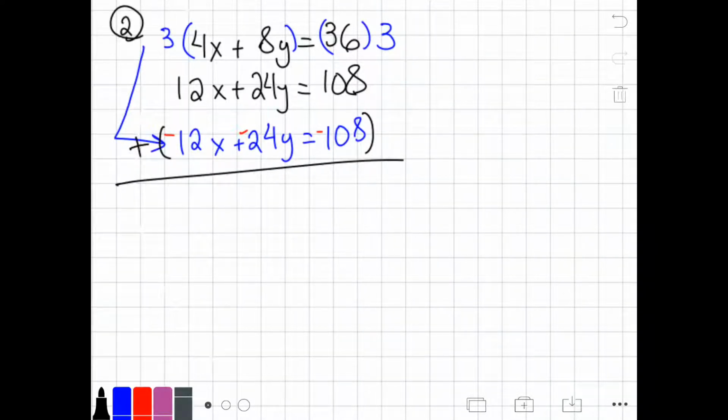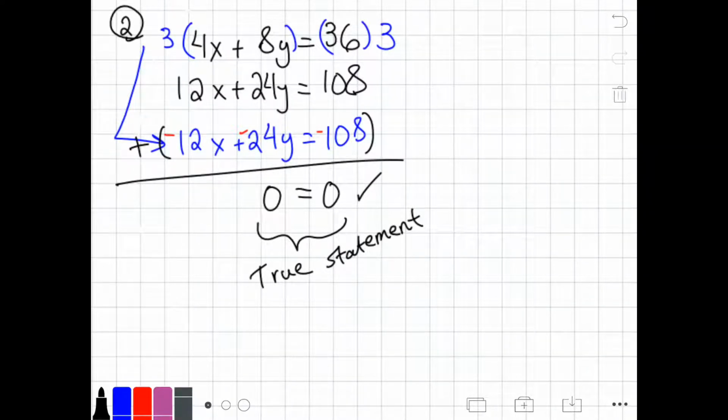Now I'm going to go ahead and combine the two equations. Well, 12x plus a negative 12x is 0. 24y plus a negative 24y gives me 0. So I have 0 on the left-hand side of my equation. And then, well, 108 minus 108 is going to give me 0. So now I have no variables and a true statement, because 0 does equal 0. I just don't have any variables here.